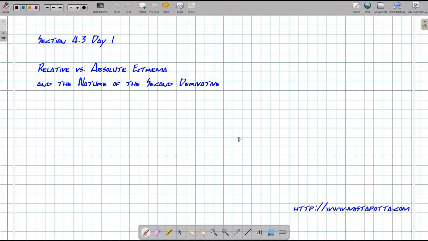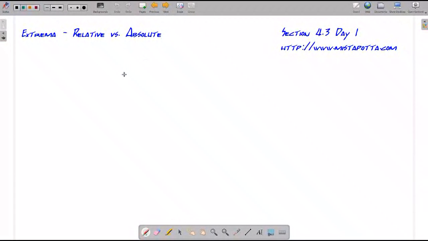And the second thing I want to talk about is the nature of the second derivative and how the second derivative is going to affect our graph in a similar way to how the first derivative has such a big impact on our graph. So I'm going to start with an example here.